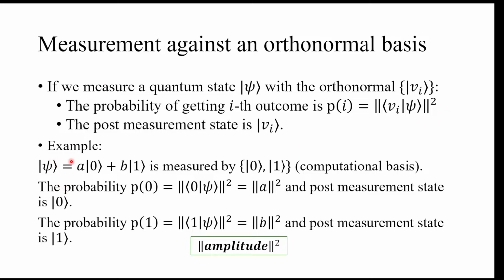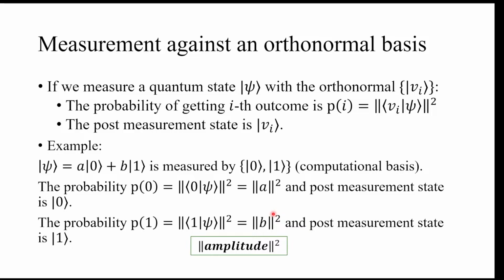Okay, and for example, let's just see an example here. You have psi equal to A0 plus B1, and you measure in this 0, 1 basis, which is just the computational basis. And so the probability of getting 0 is the 0 inner product with psi, absolute value squared, which is just A absolute value squared. And the post-measurement state, when you do a measurement and get this 0 outcome, is 0. And then similarly, you can get the 1 outcome with some probability, and the probability is this coefficient B here, because you take the 1 inner product with psi, you get this B.